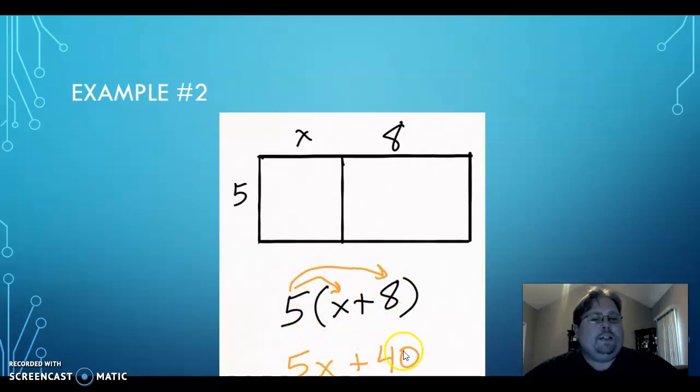5 times 8 gives us 40, so 5x plus 40 is our answer. We cannot solve for what x is because we don't know what x is. So we're just rewriting this expression to create an equivalent expression, which ties back to our learning targets, writing equivalent expressions using the distributive property.